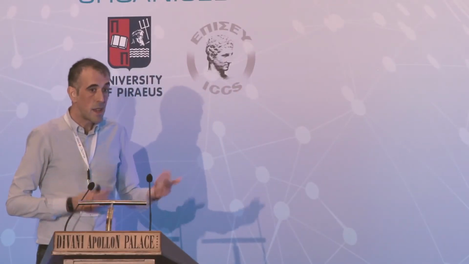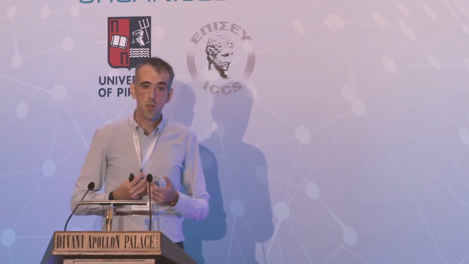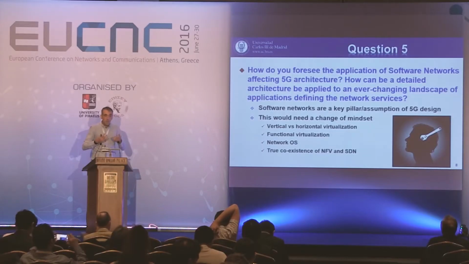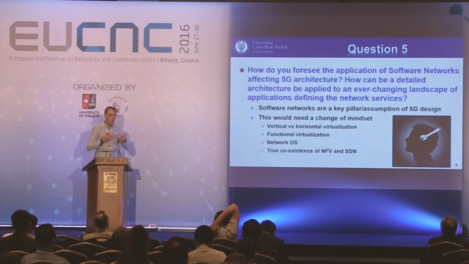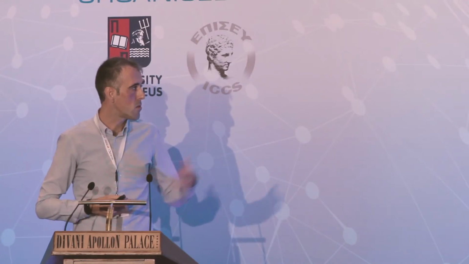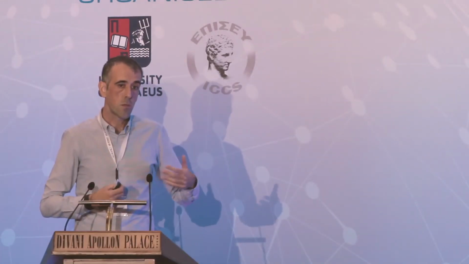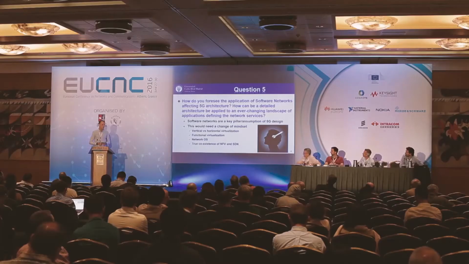Let's see how NFV and SDN can complement each other. They are technologies that independently offer quite a lot of features. They interact in some aspects, but if we really look into how they can merge and complement each other, the overall gain will be much higher. So those are the things that I believe we need to look into in software networks in order to really enhance the 5G architecture in the future.